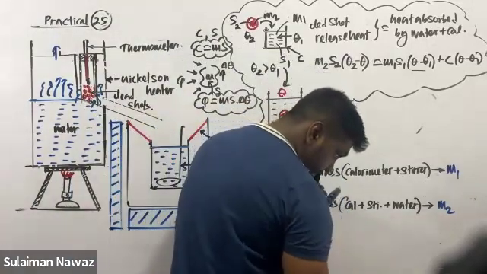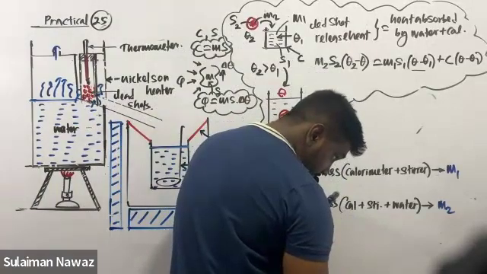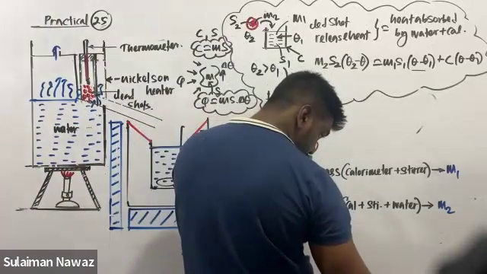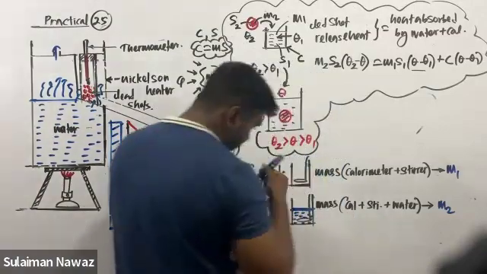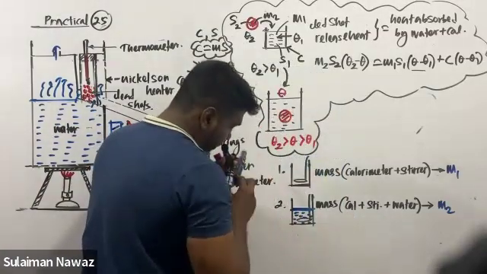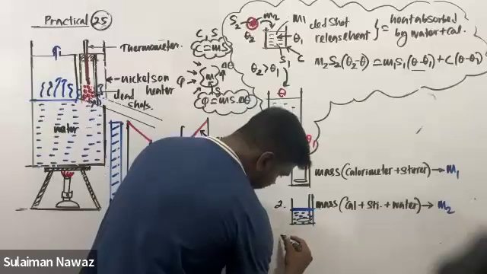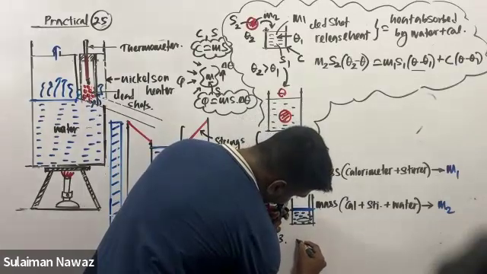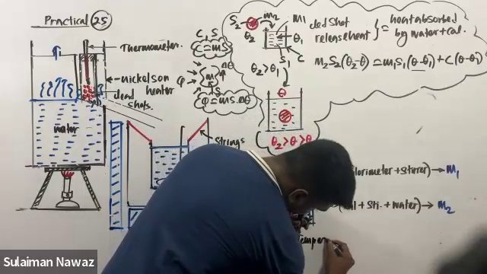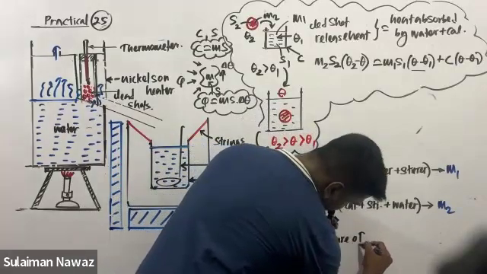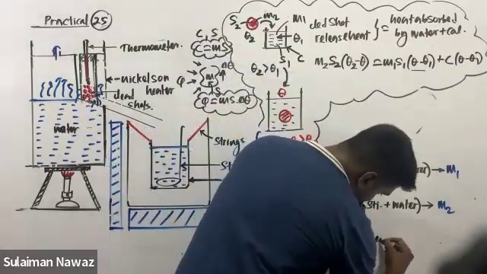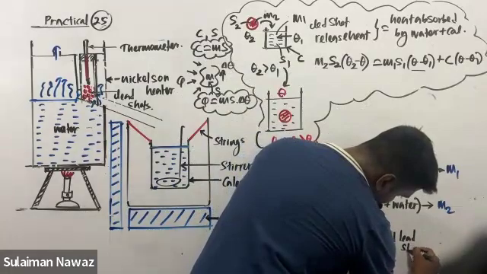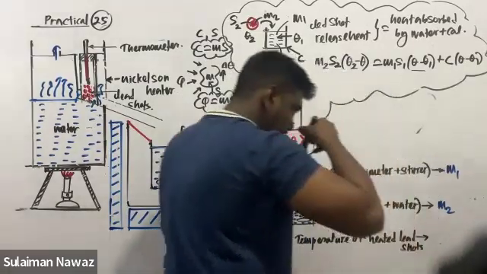What is theta 1? We can consider theta 1 as the temperature of the heated lead shots. So you also write down these points: temperature of heated lead shots. This is theta 1.